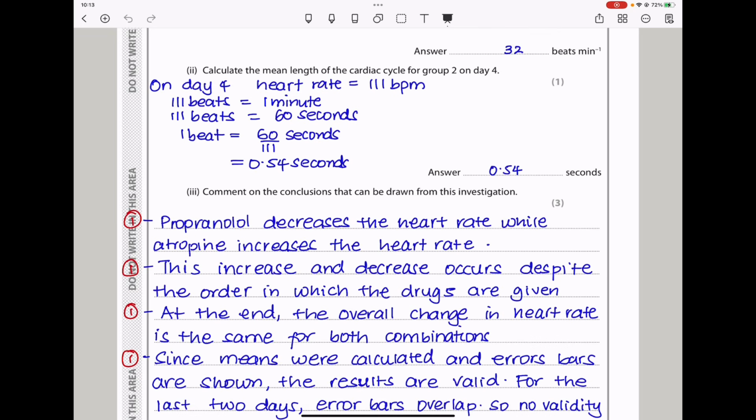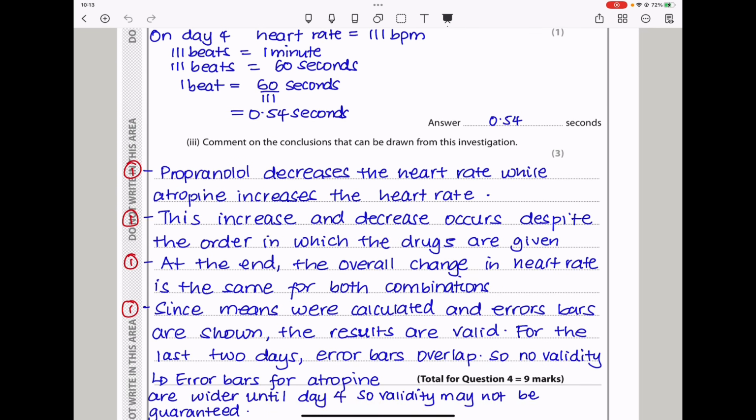So I said propranolol decreases the heart rate while atropine increases the heart rate. This increase and decrease occurs despite the order in which the drugs are given. At the end, the overall change in heart rate is the same for both combinations.